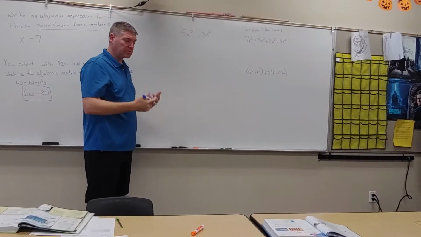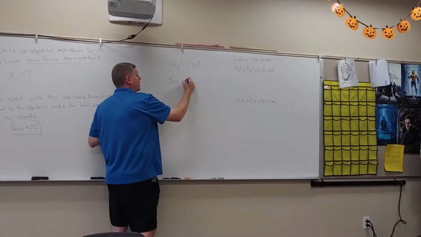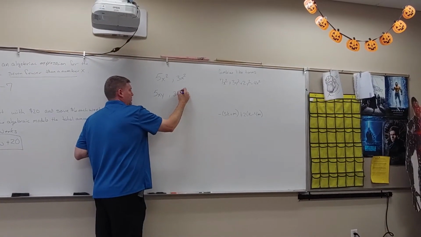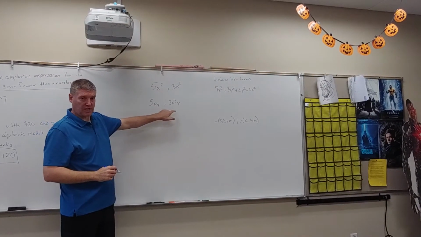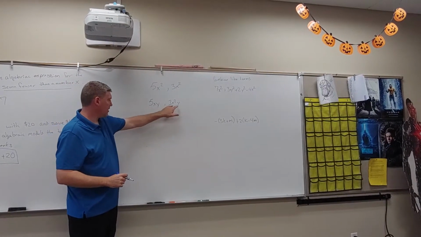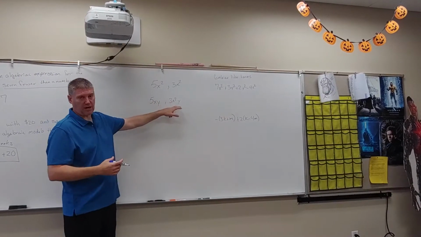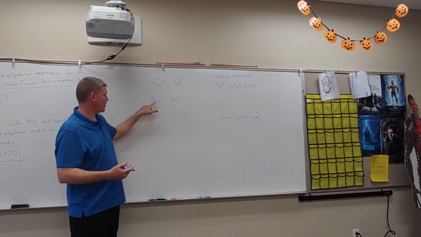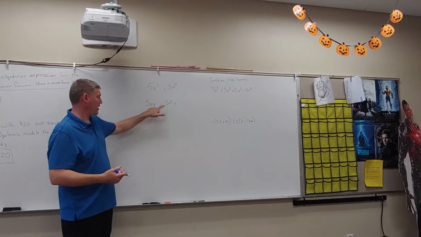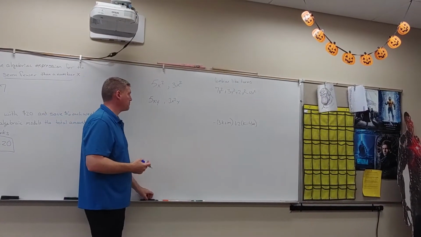If I have multiple variables, 5xy and 3x squared y, all the variables have to match up. So here we have the same variables, so that's good. But do the powers match up for each variable? And right now the answer is no, because I have x to the first power and x squared. So these are not like, and I would not be able to combine them.